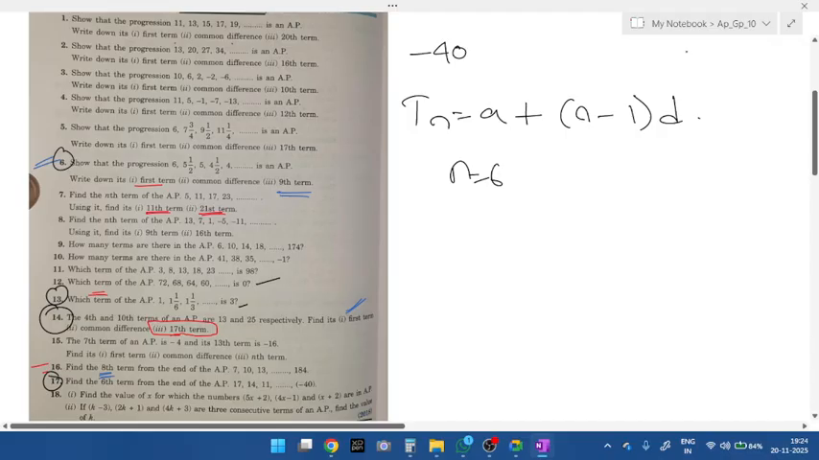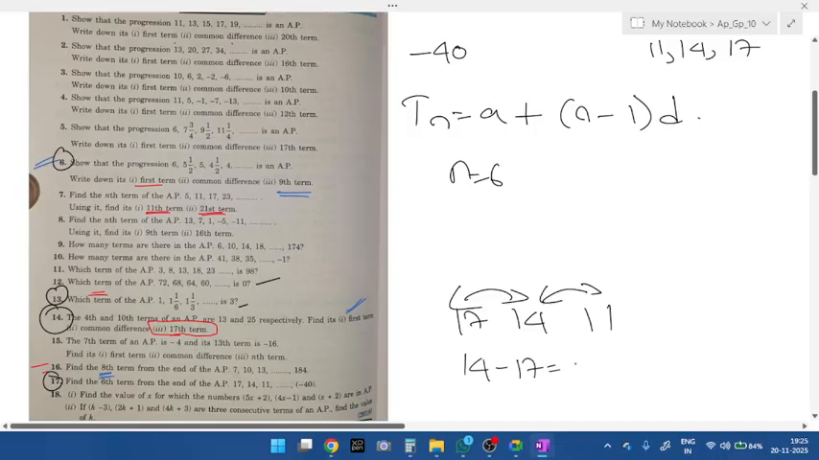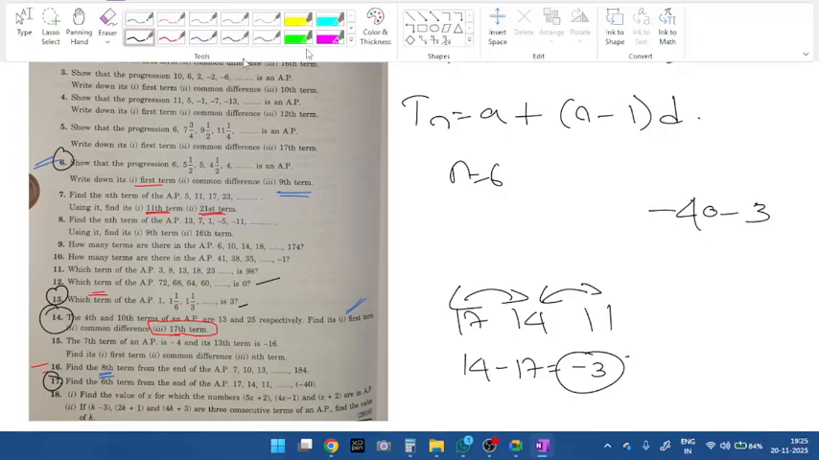Minus 40 and we have 11, 14, 17. Write it in reverse order. Minus 40, 11, 14, 17. Now, the actual question is 17, 14, 11. What's the difference between these two, students? What's the difference? 14 minus 17 is how much? Respond, all of you. Minus 3? Yes. So this number is nothing but you add minus 3 to this. Minus 40 minus 3. What do you get?